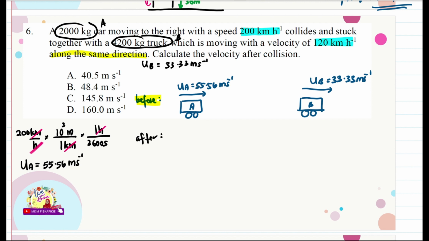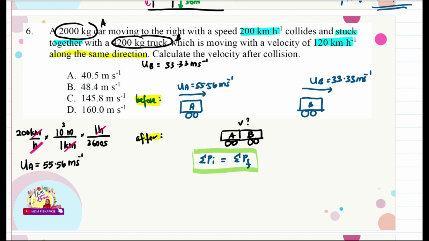Okay, before collision. And then after collision, so what happened? Okay, they are moving together. Calculate the velocity after collision. Okay, so maknanya dia adalah, sebab dia dah ada perkataan stuck together ni tadi. Stuck together. So means that dia akan bergerak sekali. Contoh, okay, so A and B. Okay, so kita boleh kira lah velocity dia berapa. Okay, kita nak kira V dia berapa. So, we just use the conservation of momentum. Okay, so total momentum initial is equal to total momentum final. Alright, so kita akan guna start daripada sini lah.